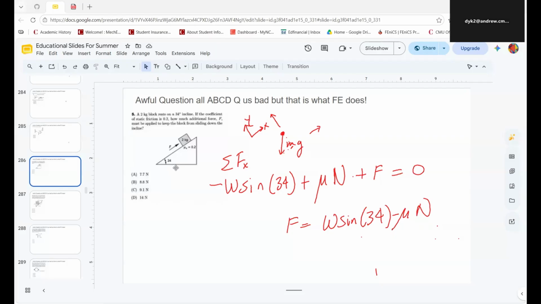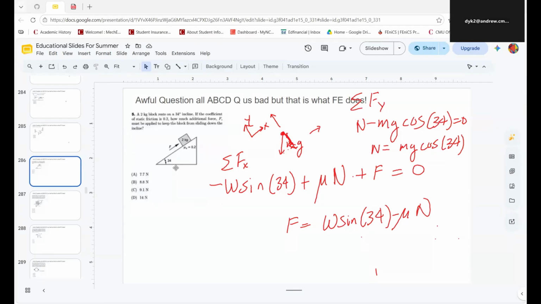Okay, and N comes from the summation of Fy. N, the normal, plus mg cosine 34 equals 0, and then N equals negative mg cosine 34, if I remember correctly. Am I wrong? Yes, I am wrong, because this is a minus, so this is a plus. Something was definitely wrong about that.